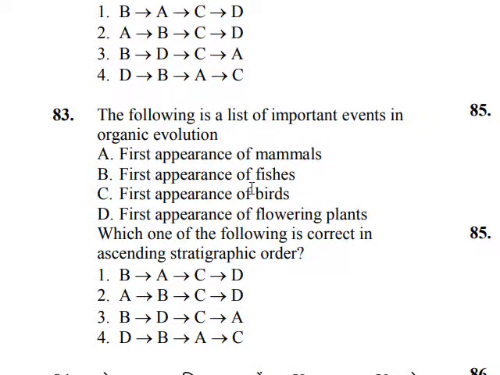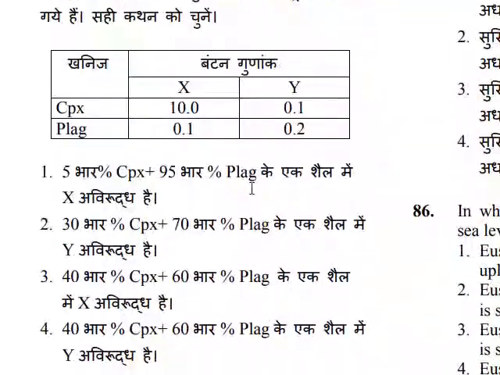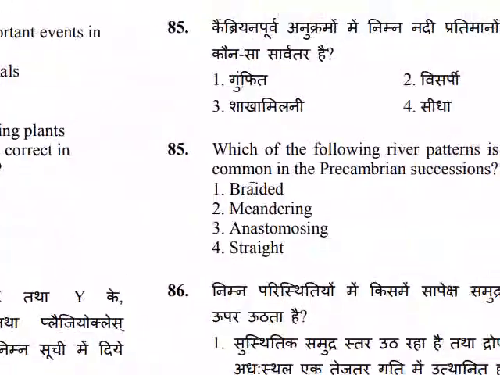So fish, then mammals, and then birds, then flowering plants: FMBF. You can remember it.